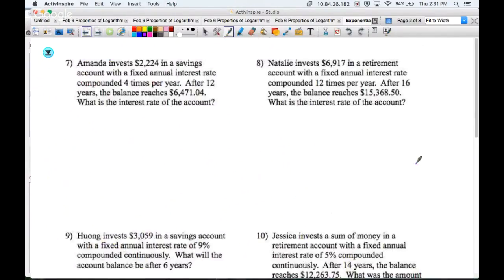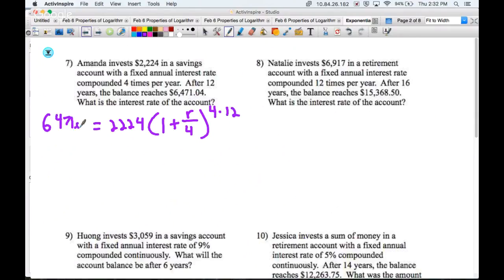All right, Amanda invests $2,224 in a savings account. So that's my principal, $2,224. Compounded 4 times per year. We don't know r, but we do know that it is compounded for 12 years. This equals 6,471.04. First thing I'll do is combine this into a 48.